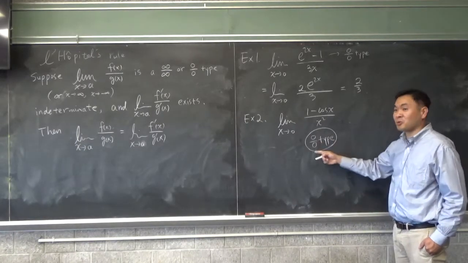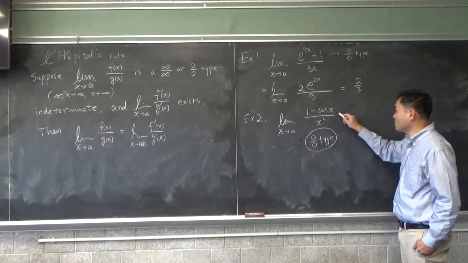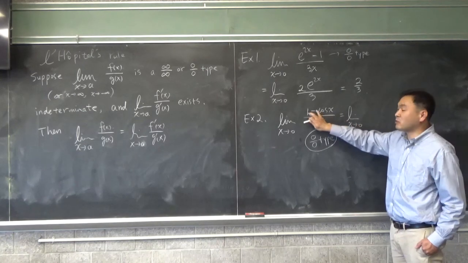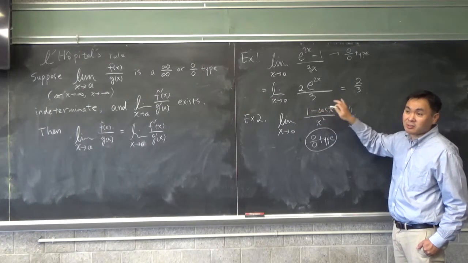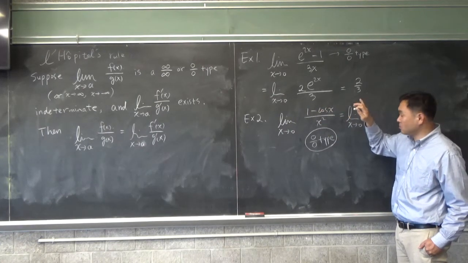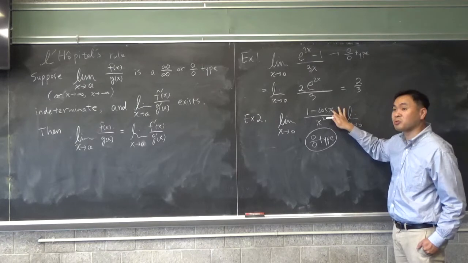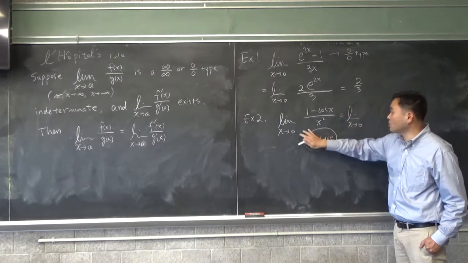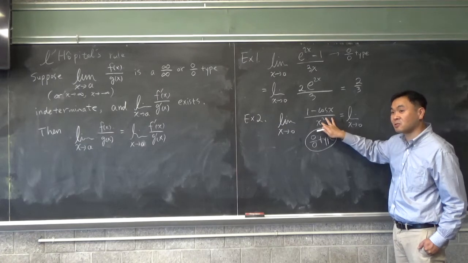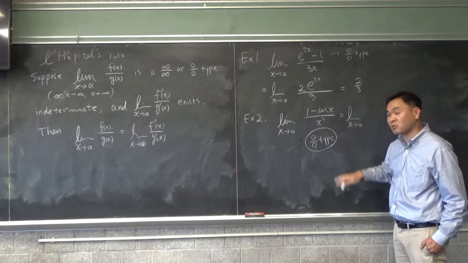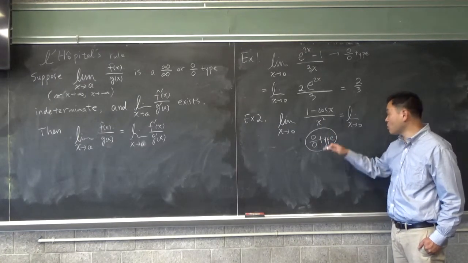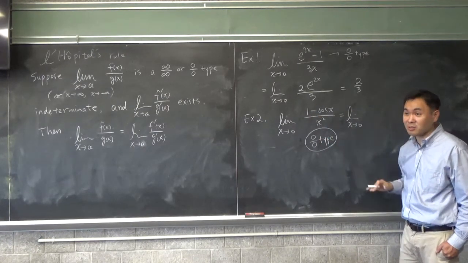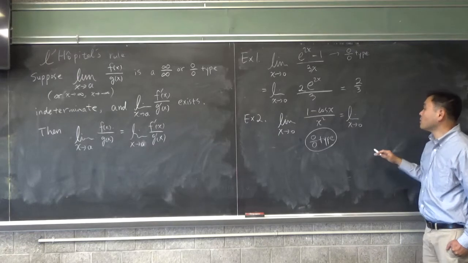But this is 0 over 0 type, so we can use L'Hopital's, which means you differentiate top and bottom. Derivative of 1 is 0, derivative of cosine is? But how do we prove it's 0 over 0? You plug in 0. What's cosine 0? It's 1. 1 minus 1 is 0. If you plug in 0 here, 0 squared, that's 0. So it is 0 over 0. If it's 0 over 0 type, that's when you can use L'Hopital's. If not, you can't.